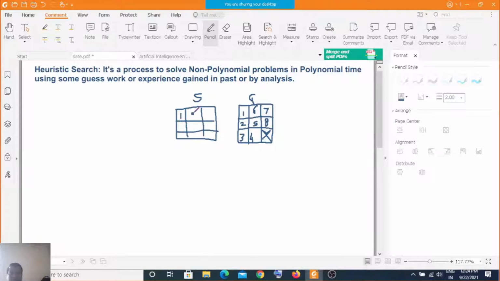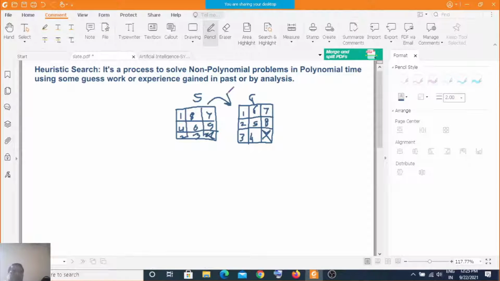8, 7, 6, 4, 2, 3, and here we have the 5. So this is your initial state. What you require to do is to transform this into this goal state.